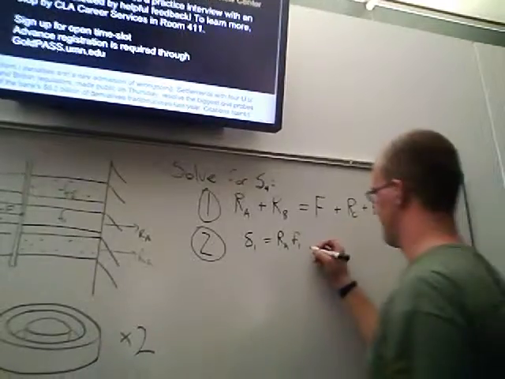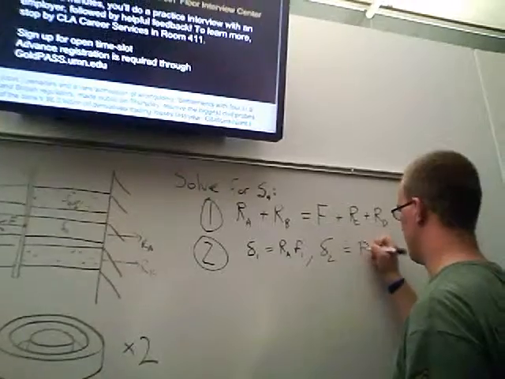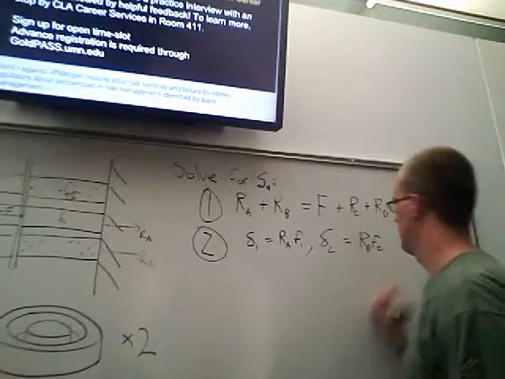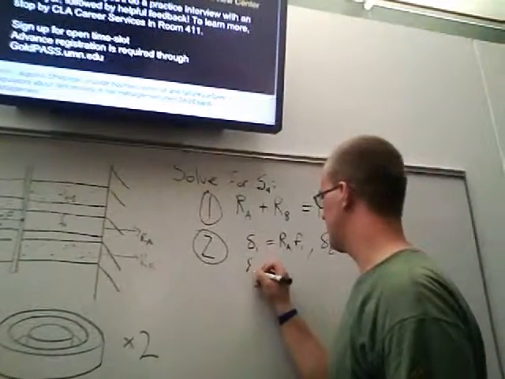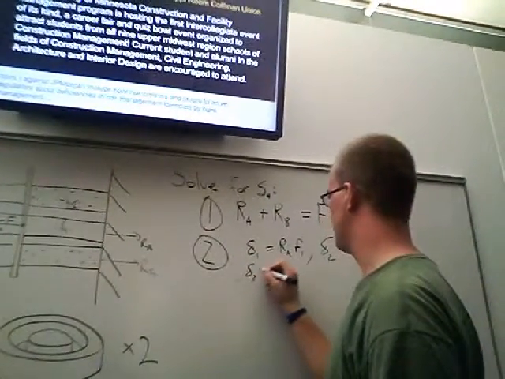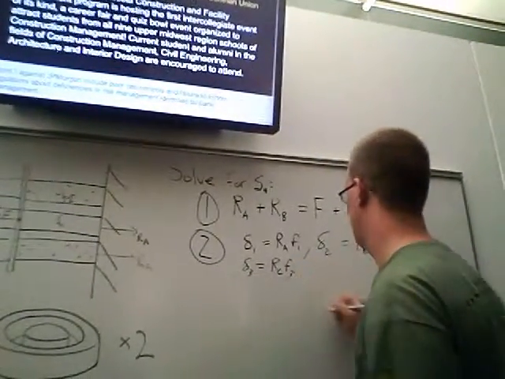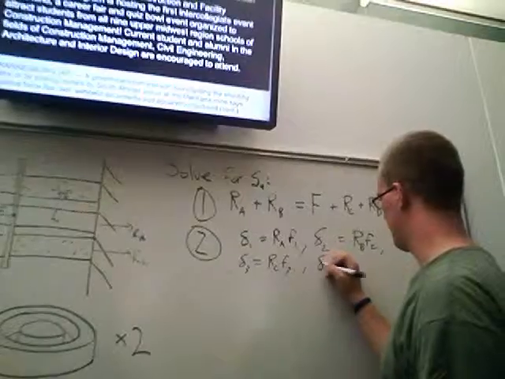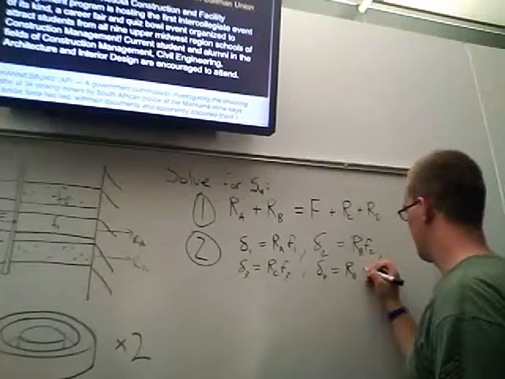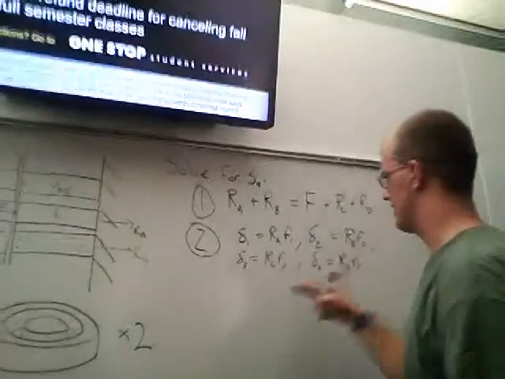So there's that equation, and then delta 2 is equal to RB F2, delta 3, oops, that's a crappy delta. Delta 3 is equal to RC F3, and finally delta 4 is equal to RD F4. All right, so those are those equations.